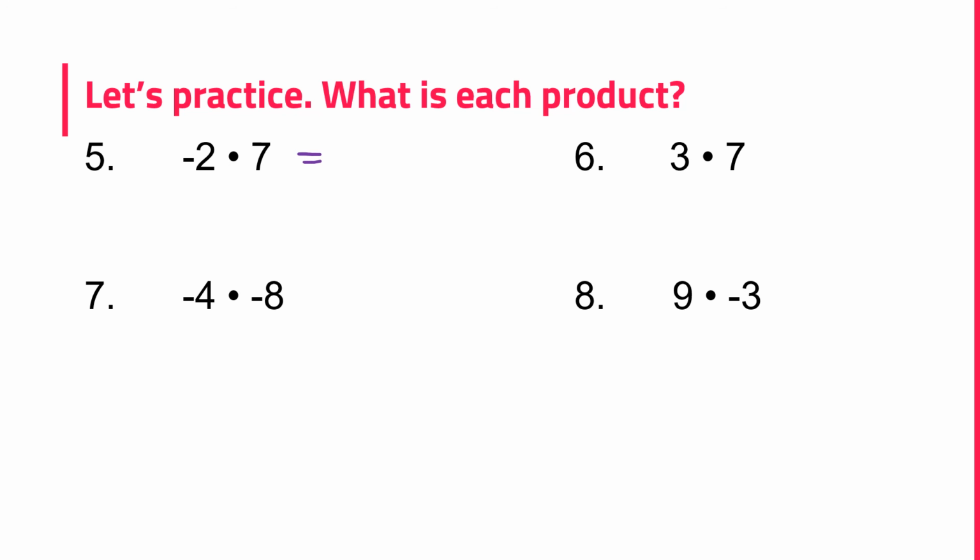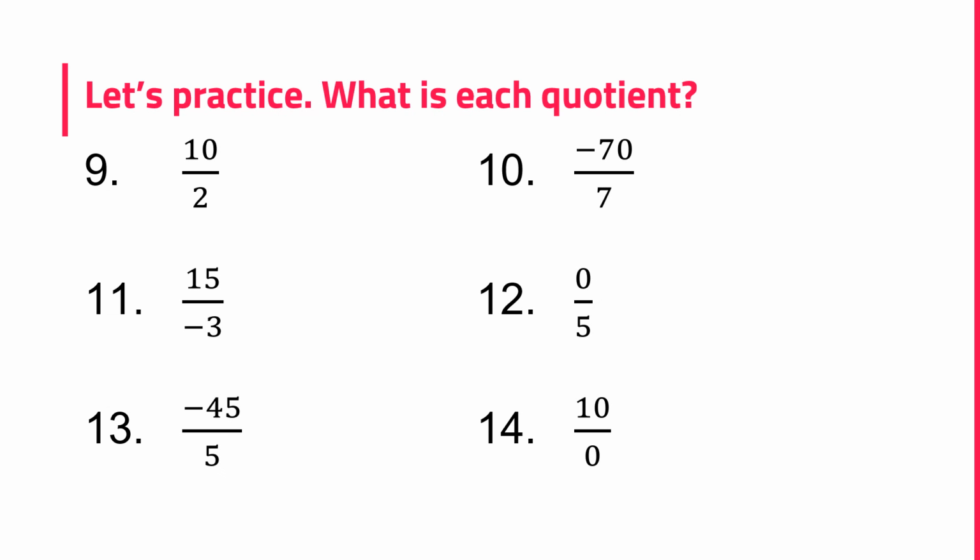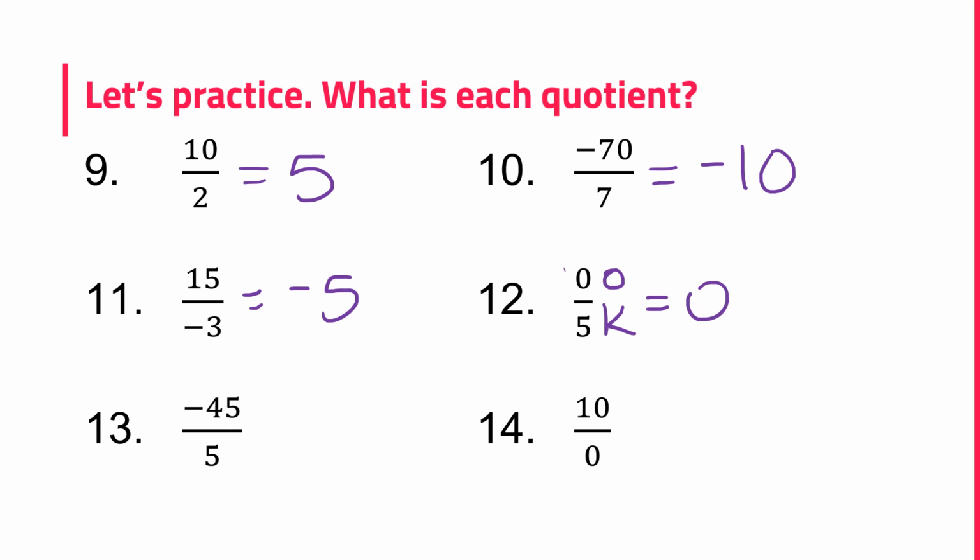Multiplying. Different signs, stay negative. Same signs, stay positive. Dividing has the same rules. Same signs, positive. Different signs, negative. Ooh, this is an okay one, so it's 0. Ooh, this is a special one. It's a no, so it's undefined.